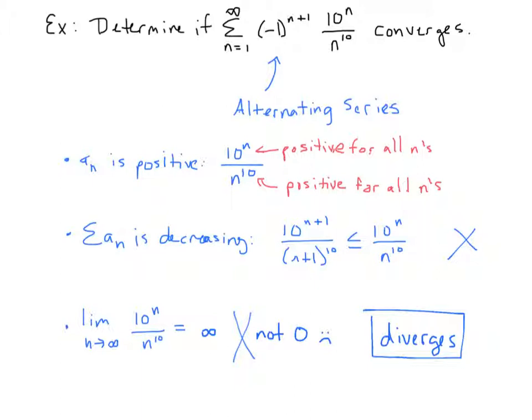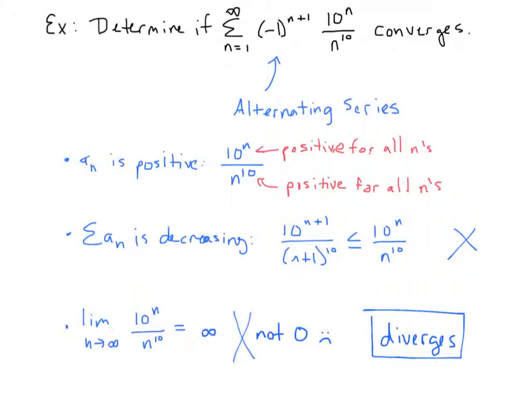So I'm going to talk about the limit first, because that's a little bit easier to take. The limit as n approaches infinity of 10 to the n over n to the 10. 10 to the n is so much bigger than n to the 10th that we can basically ignore the bottom, and really we just have 10 to the n, which is infinity.